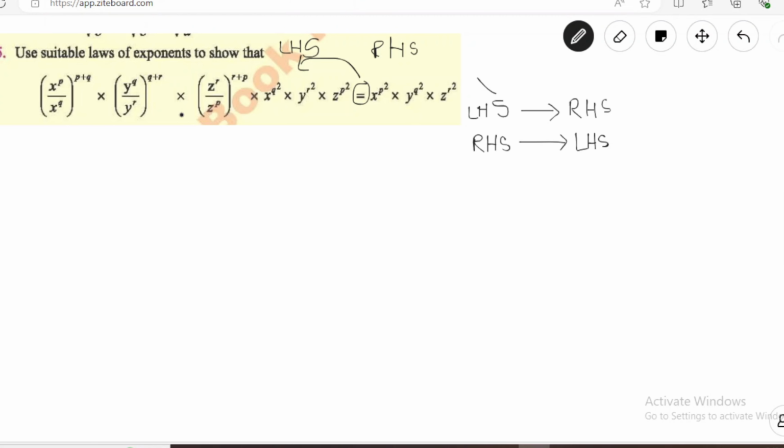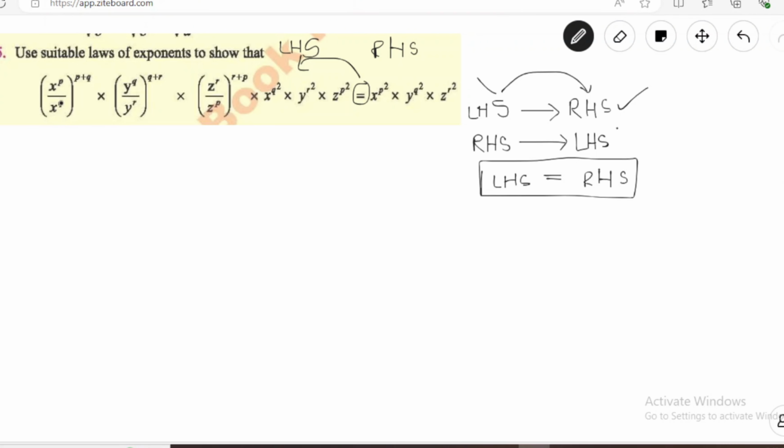The third approach is that we use both sides together. Left hand side and right hand side will both be solved together, and at the point where both sides start looking similar, you write that both sides are equal. These are the three approaches. Right now we're going to use the very first approach: we'll work with the left hand side and do the simplifications to get the right hand side.